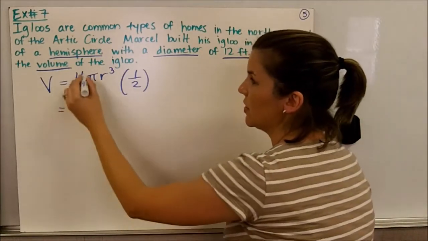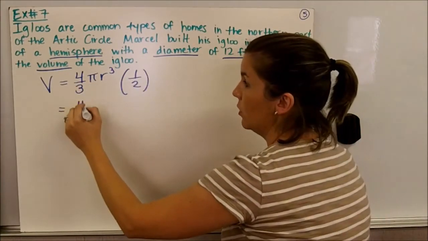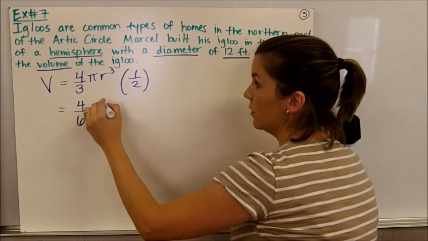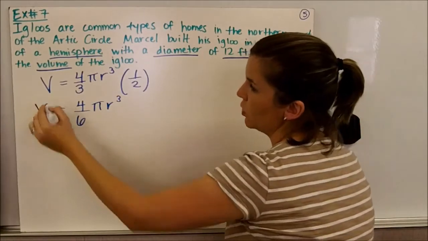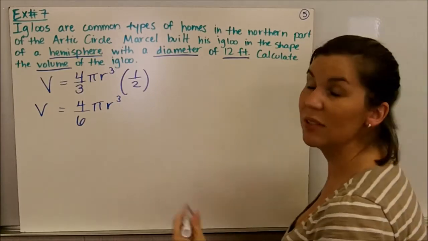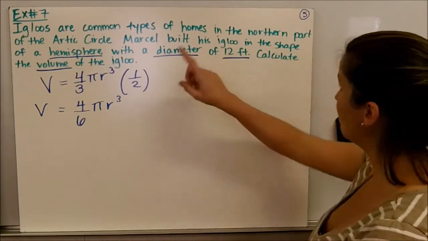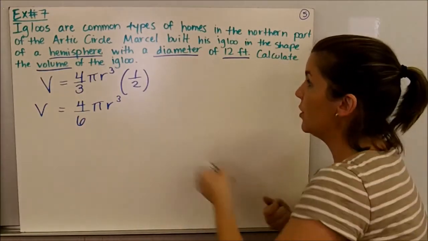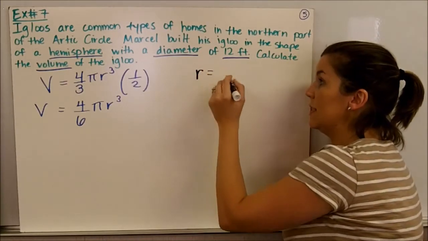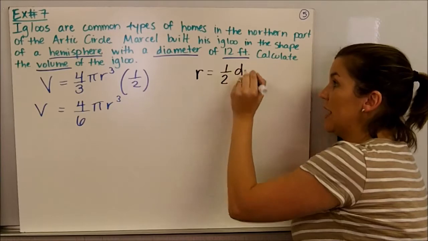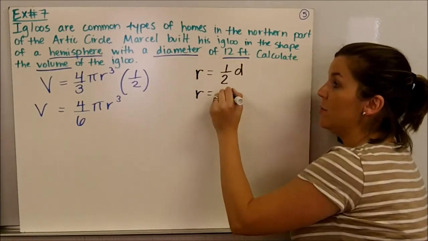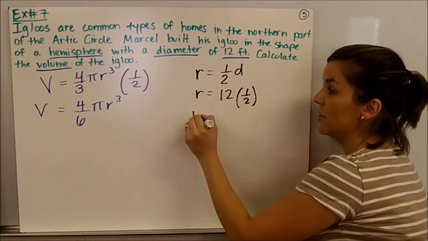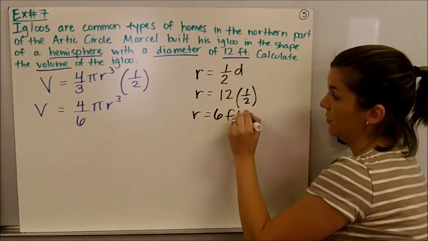And we can actually simplify this. 4/3 times 1/2. 4 times 1 is 4. 3 times 2 is 6. And you could even simplify it one more time, but for our problem, it's not going to make a difference until the end, so we can just simplify later. A diameter of 12 feet. Now, we don't have diameter in our formula, but we do know that the radius is equal to 1/2 of the diameter. So since the diameter is 12, half of that gives us 6. The radius is 6 feet.